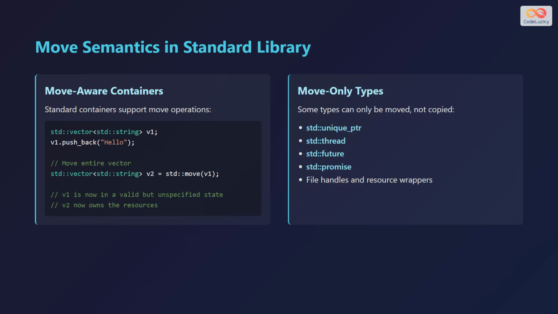Move semantics are also integrated into the C++ standard library. Standard containers like vectors support move operations. For example, you can move an entire vector from v1 to v2 using std::move. v1 is then left in a valid but unspecified state, and v2 now owns the resources. Some types in the standard library are move-only types, meaning they can only be moved, not copied. Examples include std::unique_ptr, std::thread, std::future, std::promise, and file handles and resource wrappers.